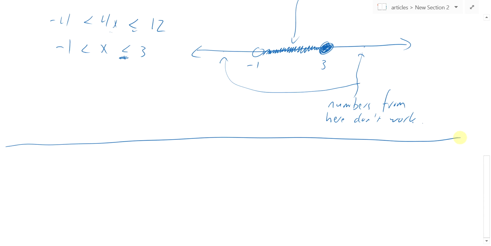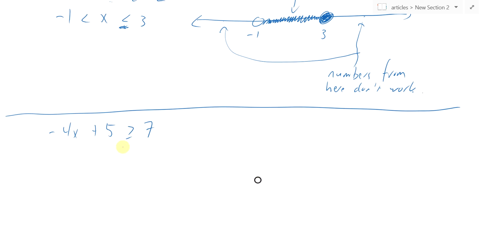And I did say that there was one little trick to dealing with this that inequalities have that are a little bit different from equalities. So consider this, 4x plus 5 is greater than or equal to 7. So we'll subtract a 5 from both sides. So you get minus 4x is greater than or equal to 7 minus 5, which is 2.